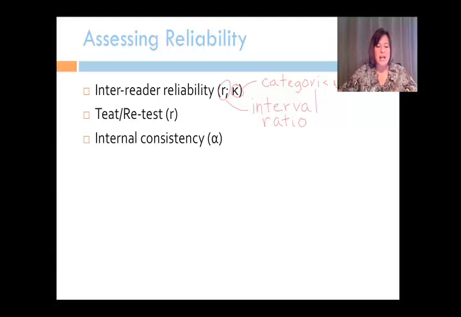Okay, I'm going to show you an example, I think in the next slide. So let's talk about, that's supposed to be test. Test, retest. So you can measure reliability of a test by calculating the R, which is the correlation, the Pearson correlation between the test and the retest.